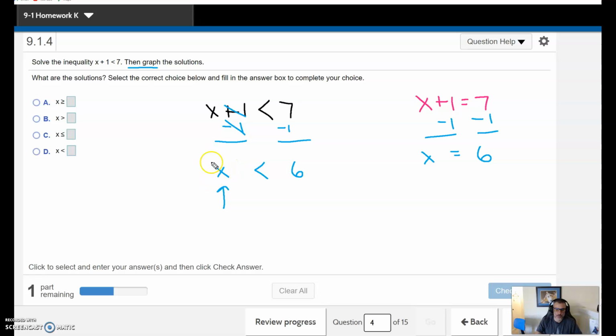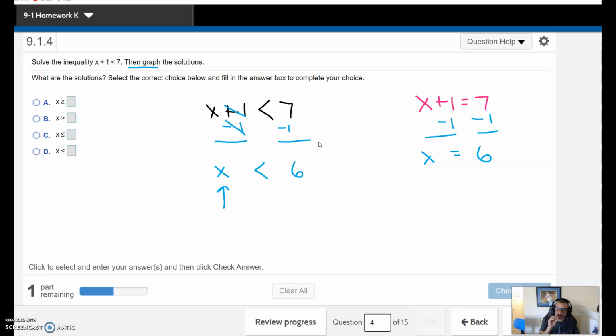It could be 5 or 4 or 3 or 2 or 1. It could be any number, and it could be every single negative number, and it could be 0. So we need a way to show that. So let me put in my answer first. So the bottom line is, anytime you're solving an inequality on this assignment, whether it's a 1-step or a 2-step, you're going to solve it exactly the same as you would have solved the similar equation.